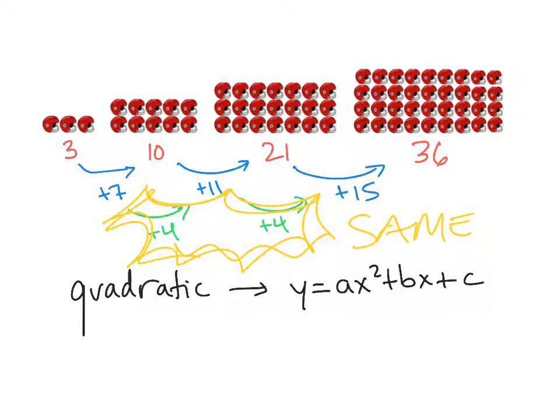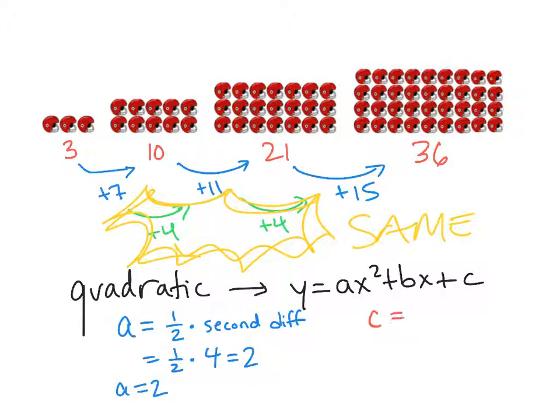So what we need to find is what A equals, what B equals, and what C equals. So let's do that real quick. If you will recall, A is equal to 1/2 times the second difference. So what is the second difference in this case? If you said 4, you are correct. So it's 1/2 times 4, which is 2. So I know that A equals 2. And then I know that C is equal to the start value, which is step 0.